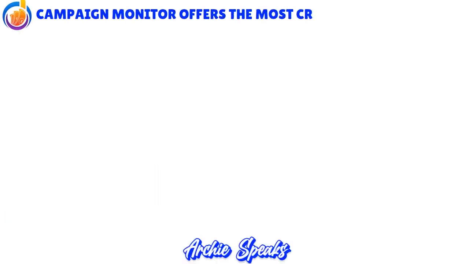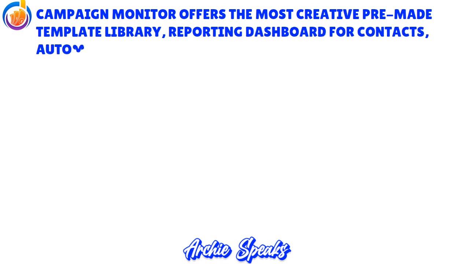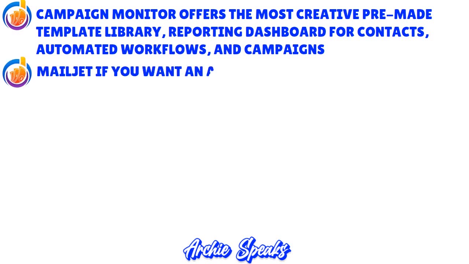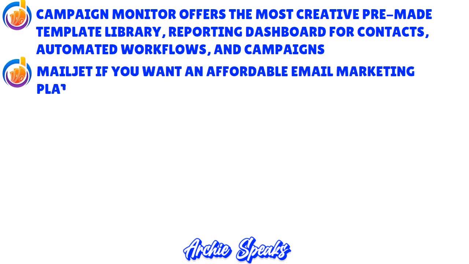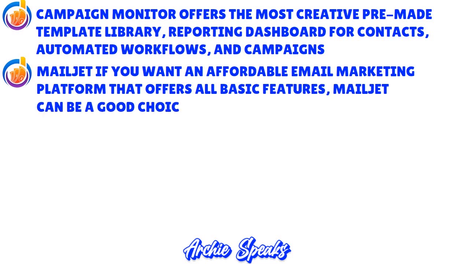You have Campaign Monitor. Campaign Monitor offers the most creative pre-made template library. You have a reporting dashboard for contacts, automated workflows, and campaigns. So you have flexibility there too in terms of email deliverability. Then you also have MailJet. If you want an affordable email marketing platform that offers all basic features, MailJet can be a great choice.